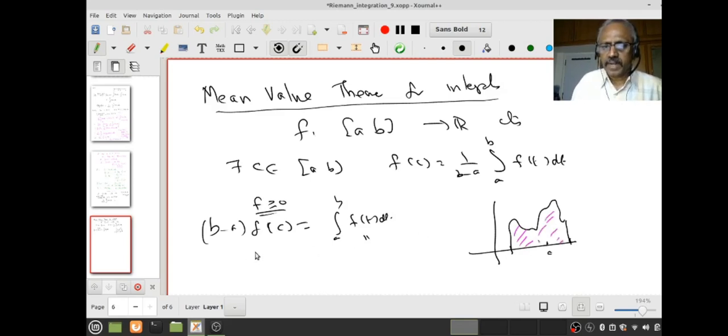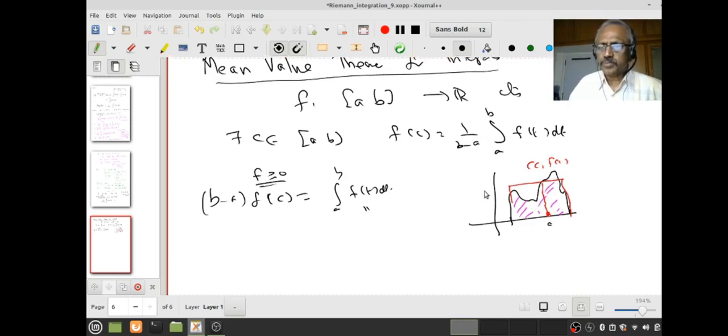And what does this say? Suppose this is my c. Let us look at f of c and look at this rectangle. This is c, f of c. The height is f of c, and the base multiplied, you got it. Do you understand the geometry of the mean value theorem? Now the proof is extremely simple.